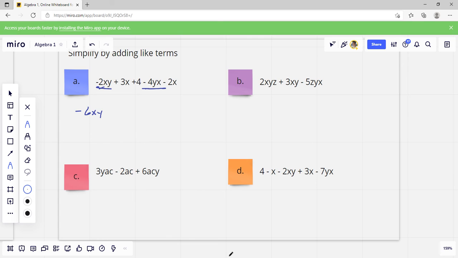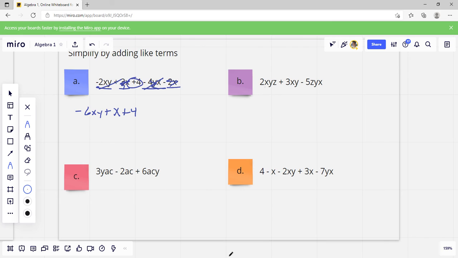Then we've got 3x minus 2x, that would be 1x left, so minus 1. No, it'd be plus 1x, so that would just be plus x. And then we're just left with, see, we use that, we use that, we use that. We're just left with positive 4. So we'll just tack that on the end. So negative 6xy plus x plus 4.